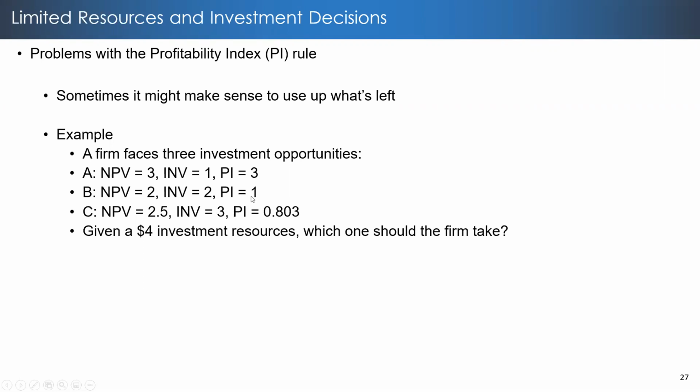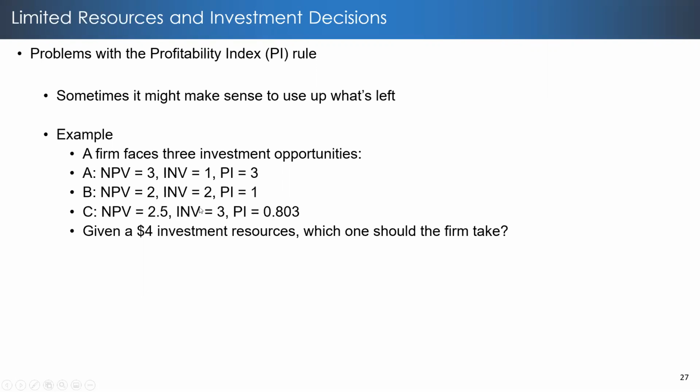Following the PI rule, we should pick the second one, which has a higher PI than the third one. But we can also pick the third one, which will give us a higher net present value than the second one. So this is sort of a pitfall of the PI rule, meaning that sometimes when you select the last project that you can take, you want to go for the one with a higher net present value, although it has a lower PI.